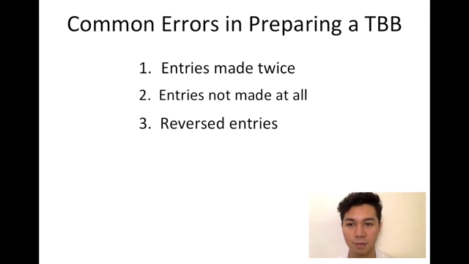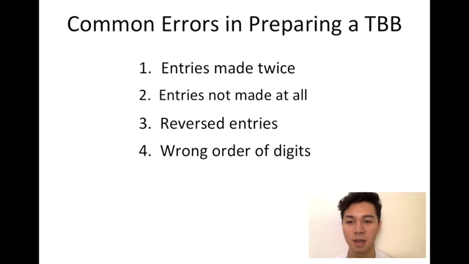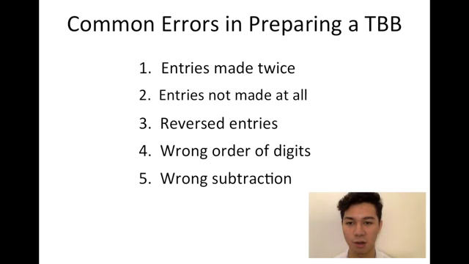Reverse entries. An entry for a debit may be mistakenly recorded as a credit and vice versa. Refer to code name Dre to fix this. Wrong order of digits. You may have entered the digits in the wrong order. Refer to the ledger for the correct values. Wrong subtraction between the larger total and the lower total. When footing your accounts, always subtract the higher between the debit and the credit with the lower one of the two.